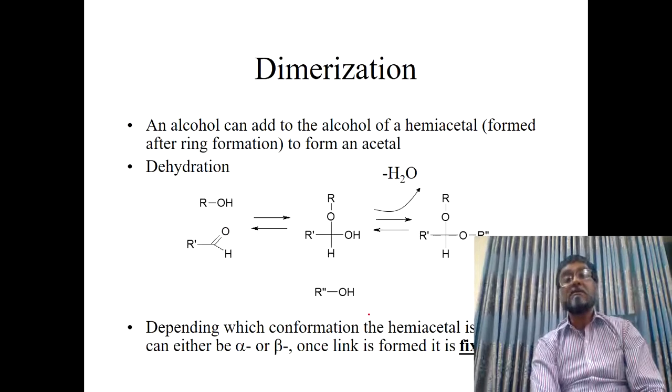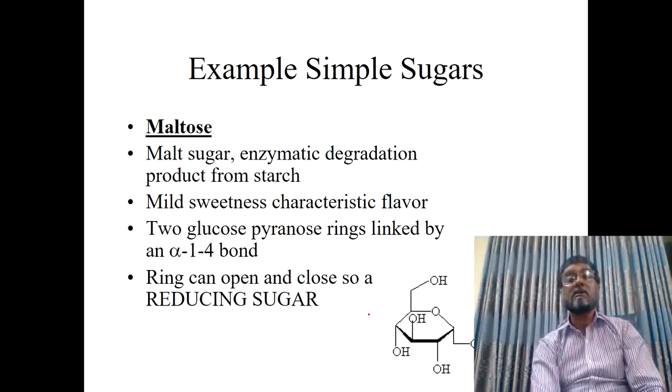Then the dimerization reaction is again important, in which an alcohol can be added to the alcohol of the hemiacetal. Most often that involves some dehydration process, and alpha type of sugars and beta type of sugars can be used in that process.